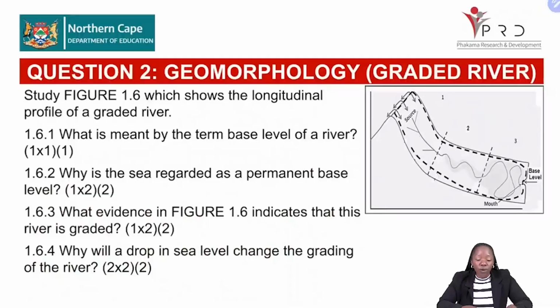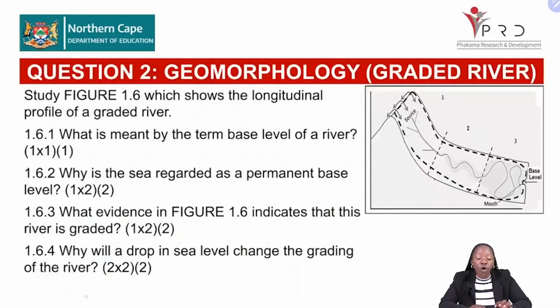Then we're looking at our question 2. Our question 2 is based on geomorphology. Again, the examiner can choose any topic based on geomorphology. So here it is based on the graded river. Likewise, study the figure 1.6, which shows the longitudinal profile of a graded river. As you can see, there is a source, there is 1, 2, and 3, and then there is a base level, and you are given a mouth, and it is based on the graded river. So again, you should remind yourself, what have you learned in the graded river? Then we go through the questions.